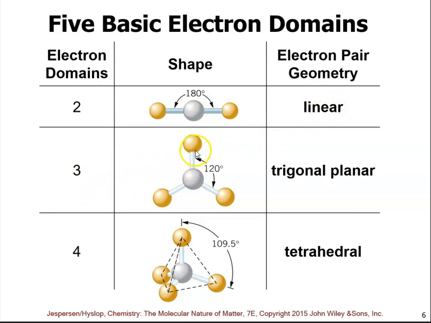If we have 3 domains, remember this is going to be a 360-degree angle. If we divide that by 2, we get 180-degree bond angles. Down here with 3 electron domains, the best way to separate these out is by 120-degree bond angles. That's 360 divided by 3, which would be 120. This is called trigonal planar. It's planar because these would be in the same plane as each other, basically 120 degrees apart.